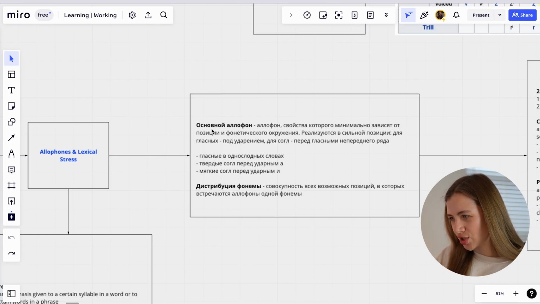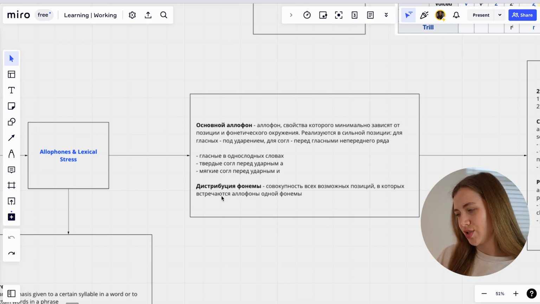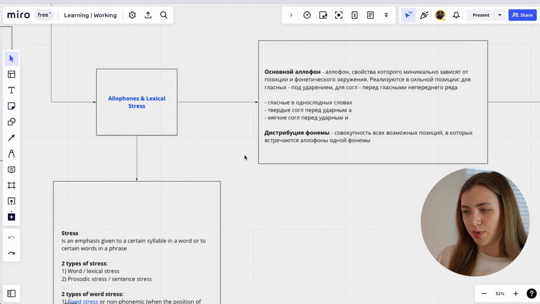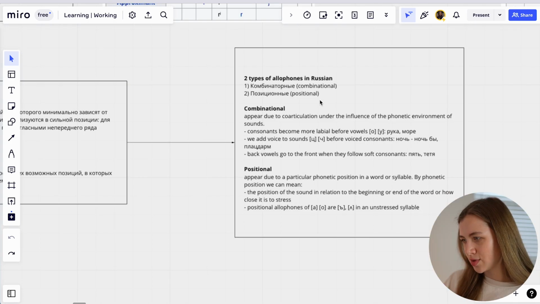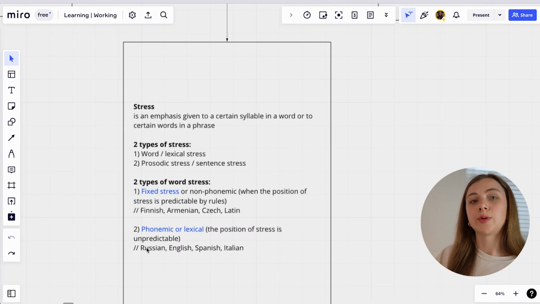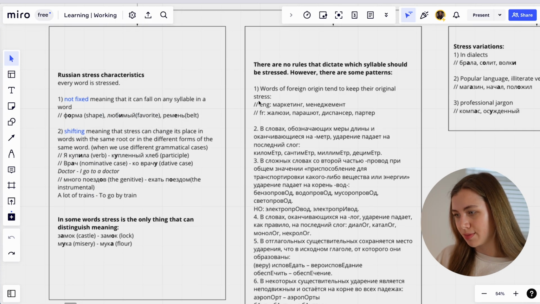Some information in Russian here, the main allophone, distribution of phonemes. I also discovered that depending on the language, the information is going to be a little bit different on things. So I decided to include both English and Russian types of allophones and how they are characterized. Also because I thought that it was going to be a challenge for a machine learning model, and it actually was. So I decided to dive a little bit deeper.